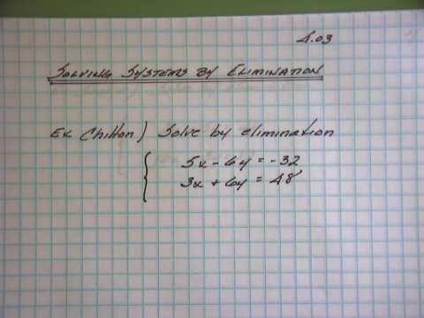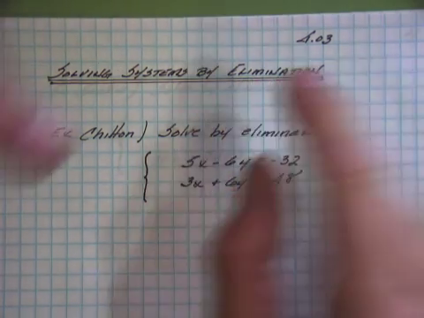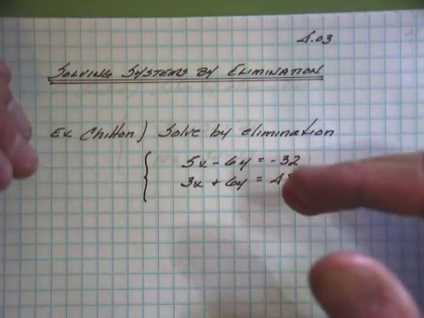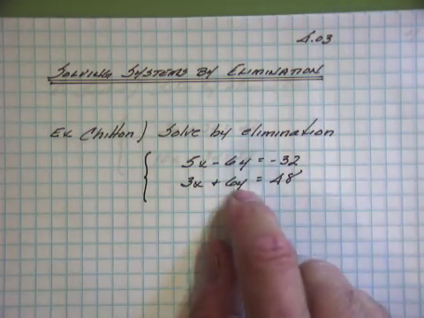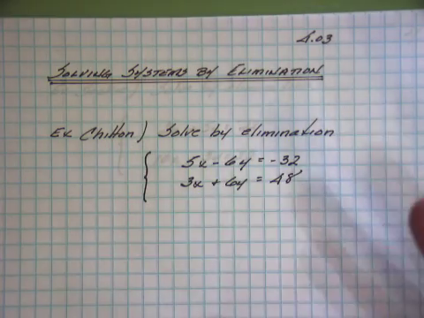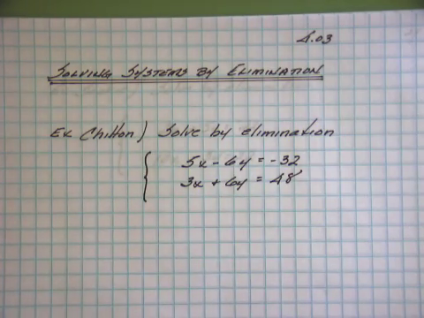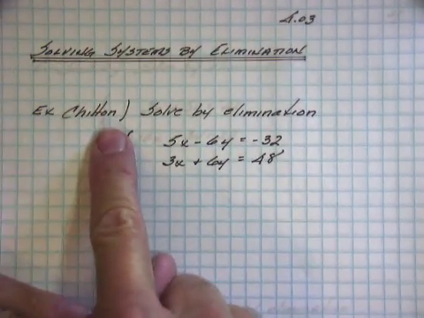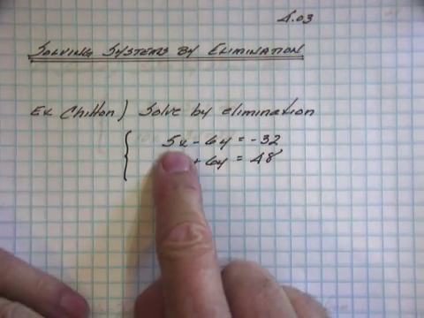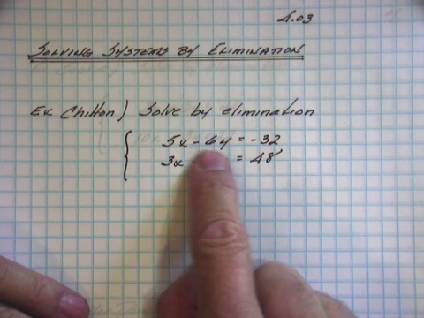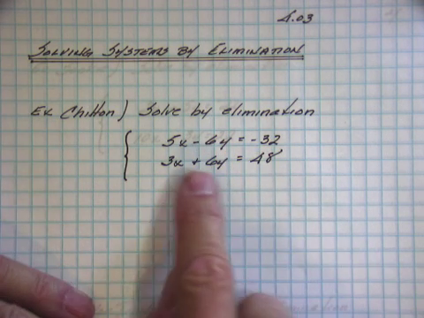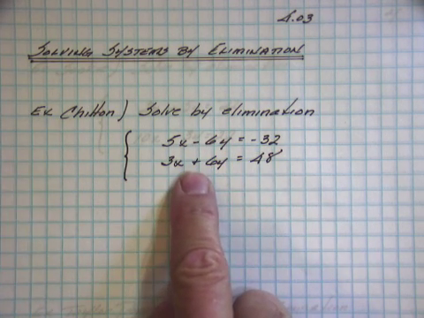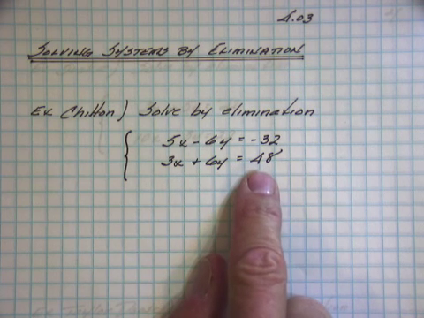Now we're going to take a look at a totally different way to solve systems of equations, and this is known as elimination. The goal here is that by manipulating the equations, we get one of the variables to get eliminated. Okay, so we're going to start with this example. I've got this system of equations: 5x minus 6y equals negative 32, and 3x plus 6y equals 48.